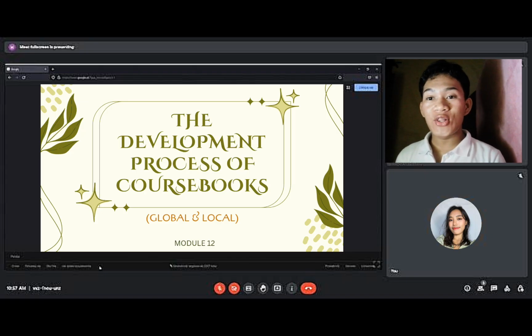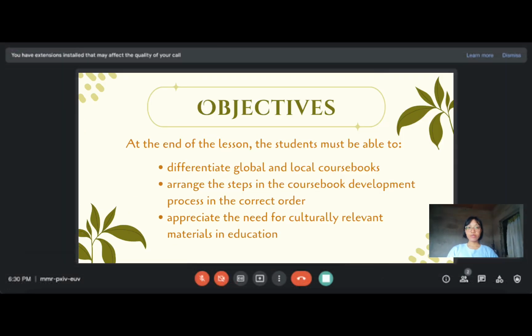Today's session, we are going to discuss the development process of course books, both global and local. Here are our objectives. At the end of the lesson, the students must be able to differentiate global and local course books, arrange the steps in the course book development process in the correct order, and appreciate the need for culturally relevant materials in education.